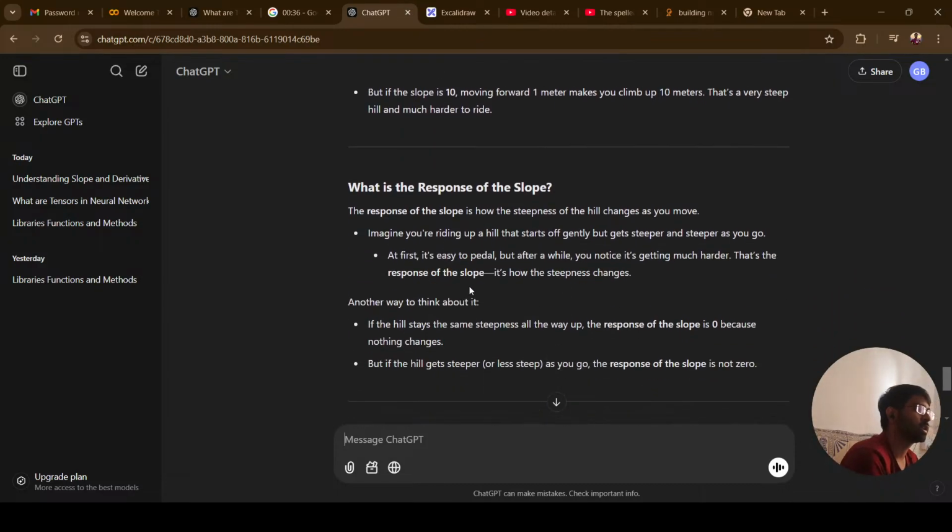What is the response? The response is how the steepness of the hill changes as you move. Imagine you are riding up a hill that starts flat but gets steeper and steeper as you go. At first it is flat, but after a while you notice it keeps getting steeper, and that's the response. It's how the steepness changes. If things stay the same, the response is zero, nothing.